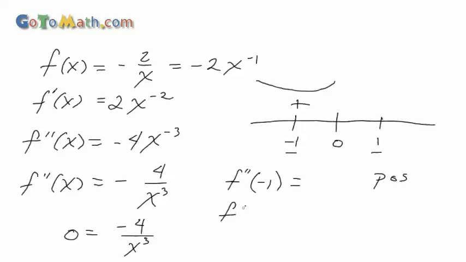And then we'll do the other test point, plug 1 in. So we plug 1 in, you get 4 over 1, but then we have a negative out here, right? So that's going to be a negative number. So that's going to be concave down.